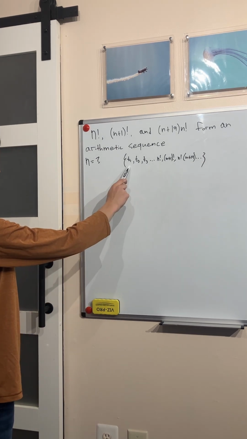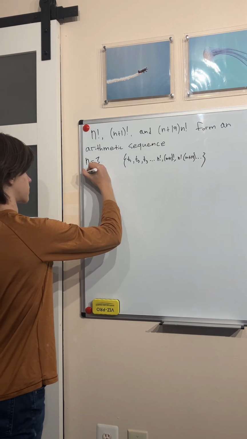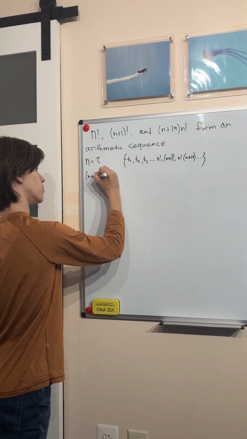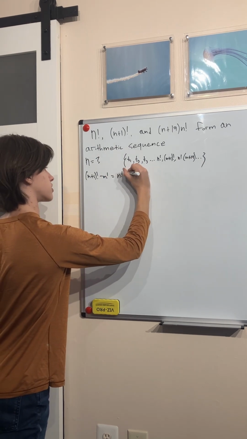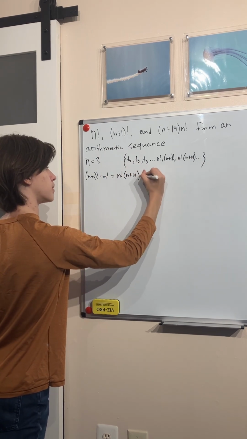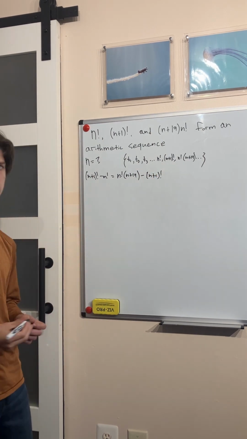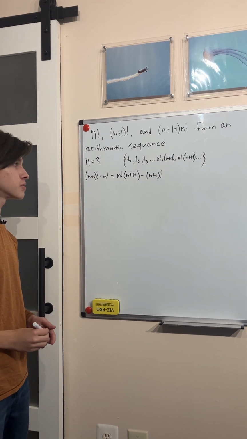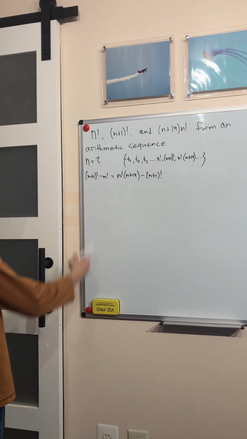That means t2 minus t1 is equal to t3 minus t2, and we also have that (n+1) factorial minus n factorial is equal to n factorial times (n+19) minus (n+1) factorial. Because remember, they're consecutive terms. By definition of arithmetic sequence, they must have the exact same common ratio. So now we just have to solve this equation.